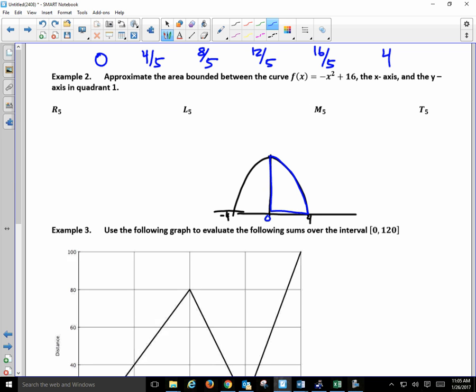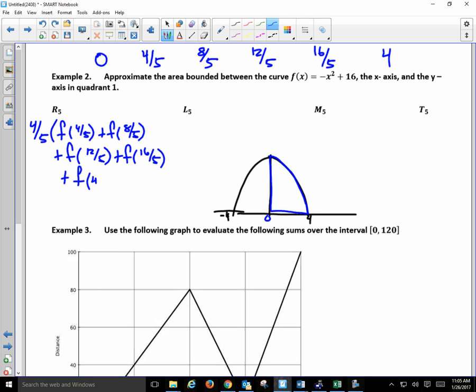So the width is 4 over 5 times, and you plug them in. So f of, what do we plug in first? 4/5, right? Why? Right side. Then f of 8/5, then f of 12/5, 16/5, and then f of 4.